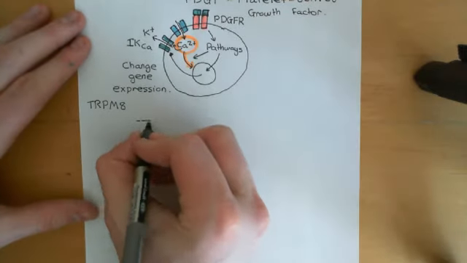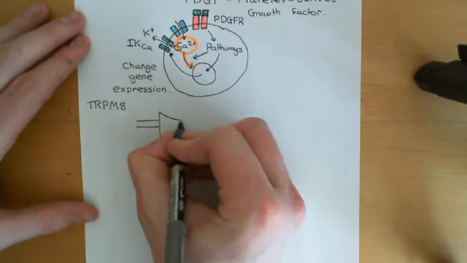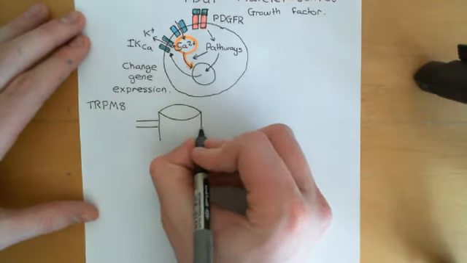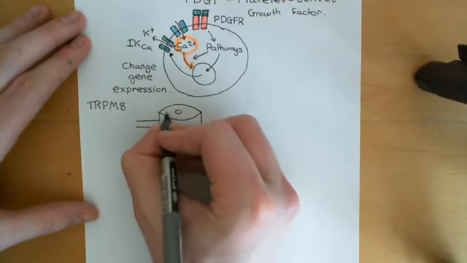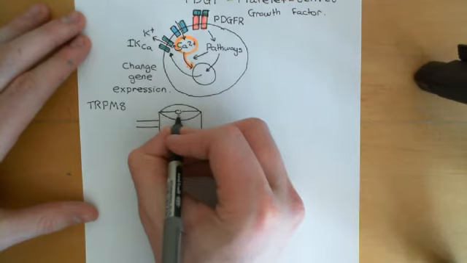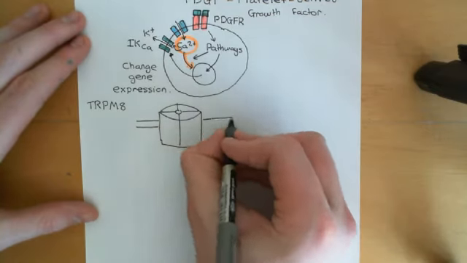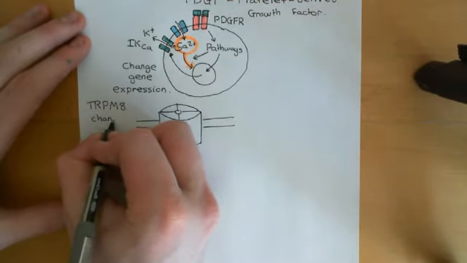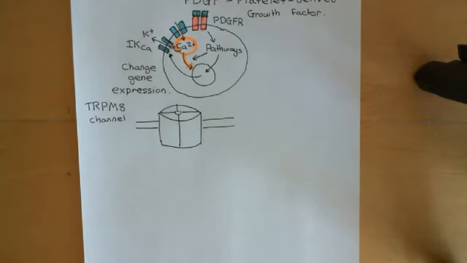TRP channels are tetramers. Each one of those subunits of a TRP channel has a similar membrane spanning topology to a voltage-gated potassium channel. So here is our TRPM8 tetramer, and it will be a homotetramer. All of these subunits will be TRPM8 subunits. So here is the TRPM8 channel, and it's a non-selective cation channel, so it allows in calcium, importantly, as well as sodium.